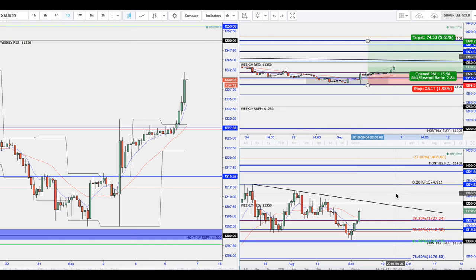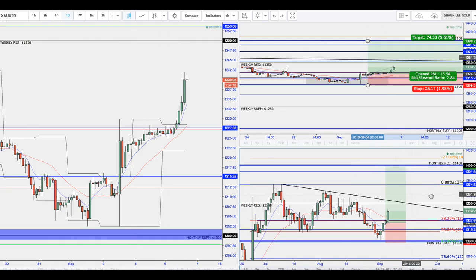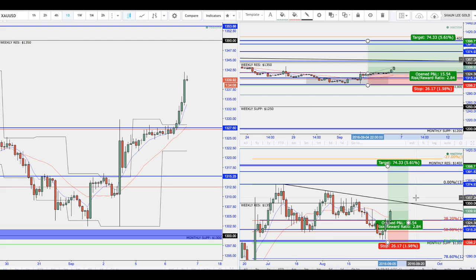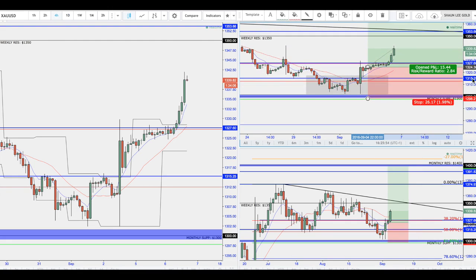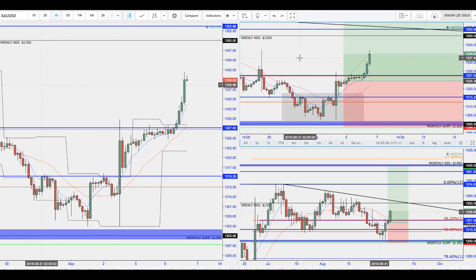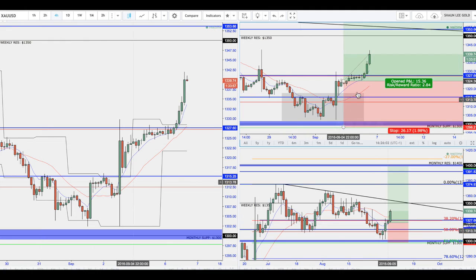So if I just copy and paste that onto the daily, that's what it looks like. So that's a great risk reward of nearly 1 to 3. I've used the Fibonacci on the daily. I've said we could wait for that trend line to break. However, if we bring the data down from the high time frames to maybe the 4-hour or the 2-hour, we can get a better entry with a greater risk reward.